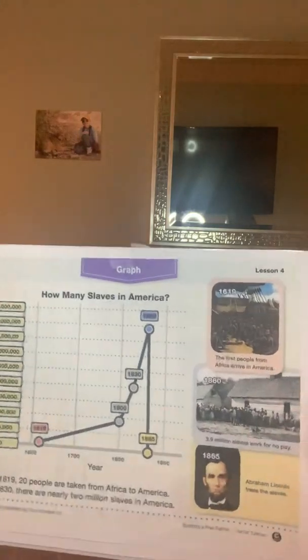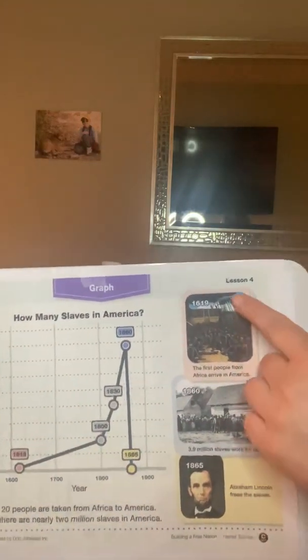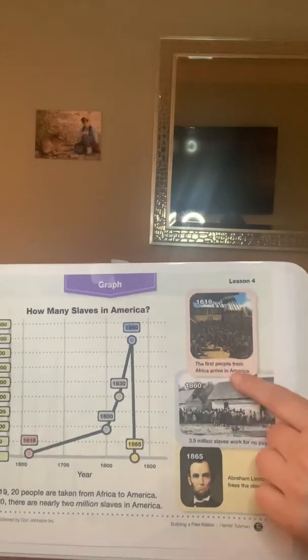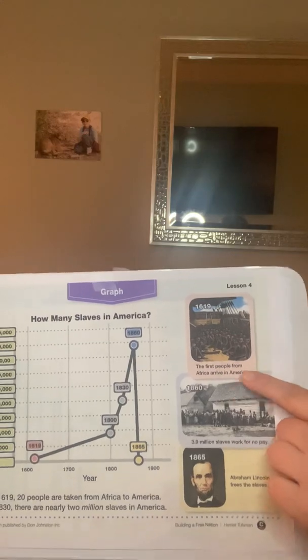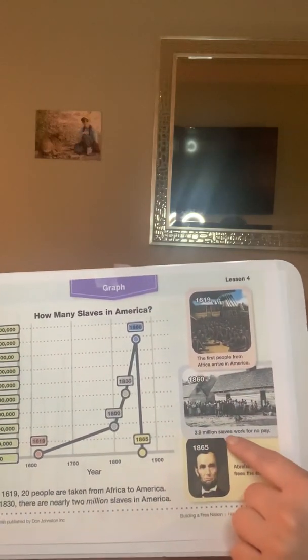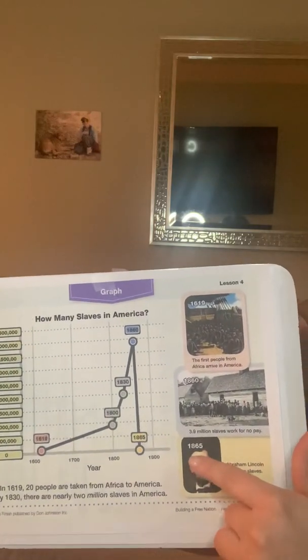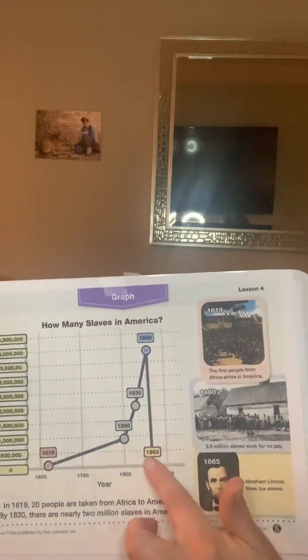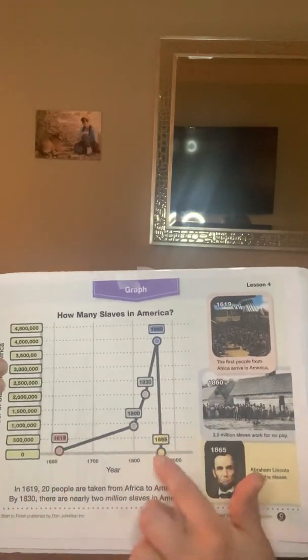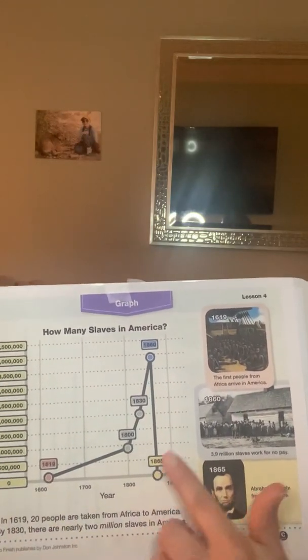So let's just look at the different events. In 1619, the first people from Africa arrive in America. In 1860, 3.9 million slaves work for no pay in America. Then in 1865, Abraham Lincoln frees the slaves. So that's why we see that it's gone down to 0 from millions, because they are all now free.